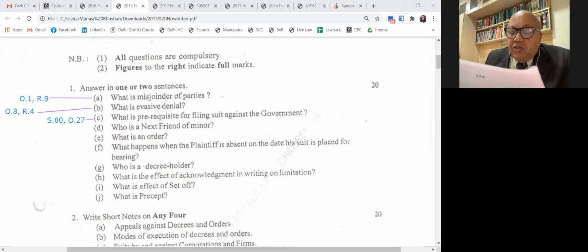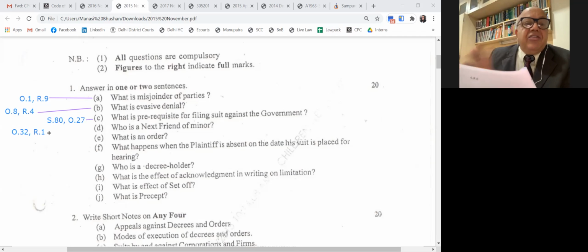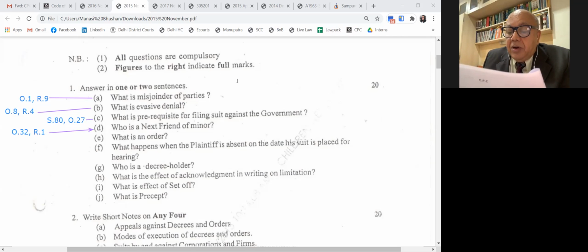The next question is, who is a next friend of a minor? Read Order 32 Rule 1. A next friend is a person who files a suit on behalf of the minor and who does not have any adverse interest. This much will be your answer. Adverse interest. Did you understand?